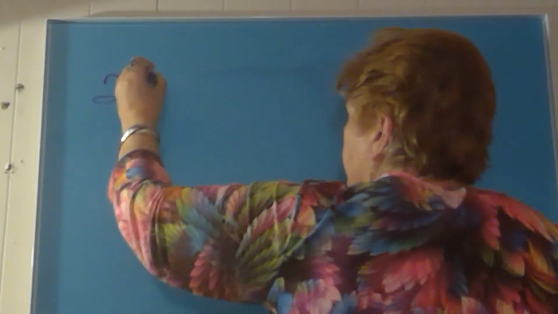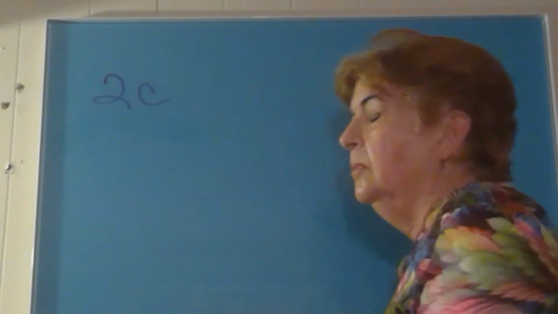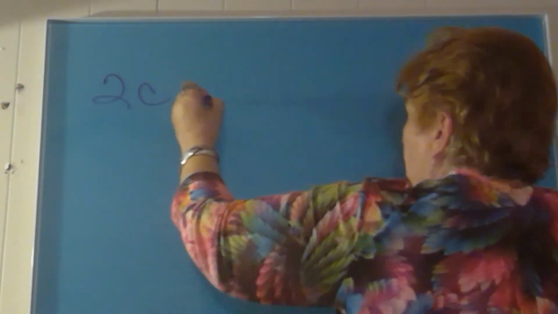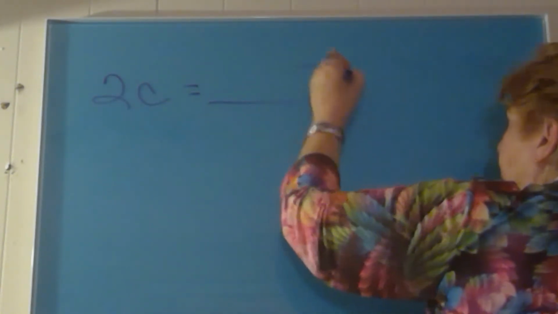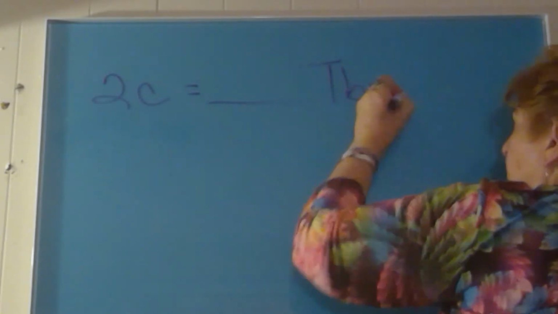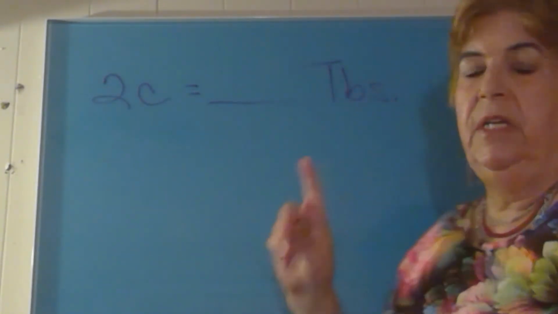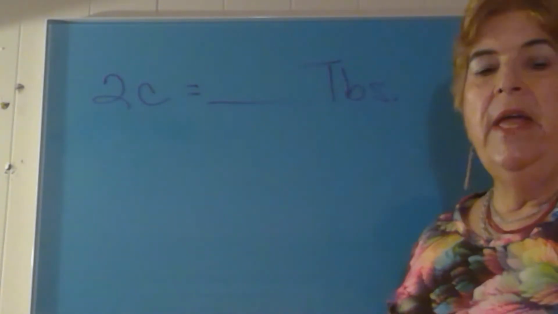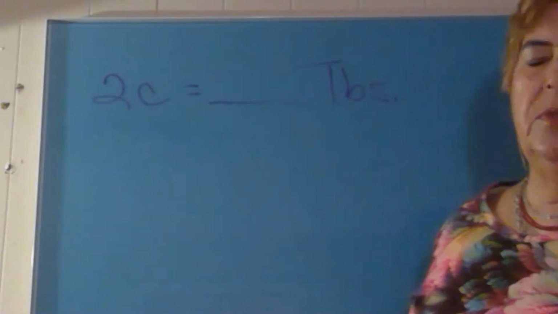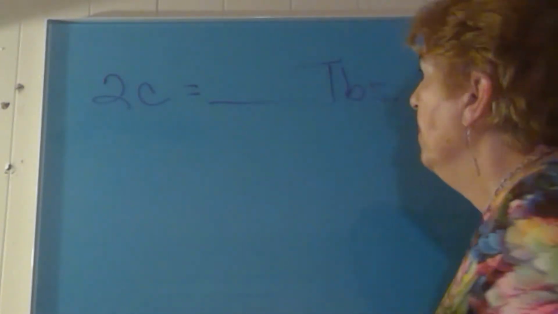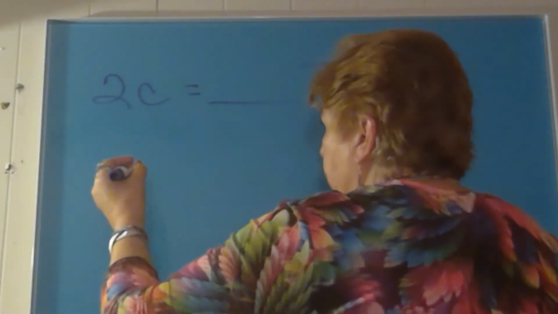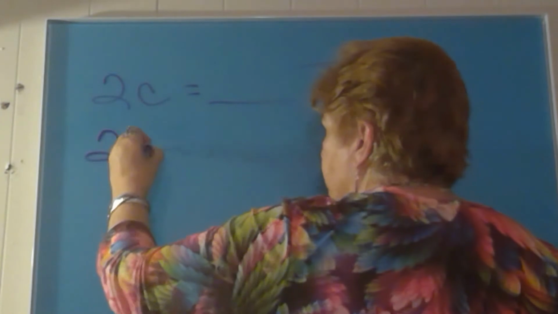Okay, let's convert 2 cups to tablespoons. And we want to know how many tablespoons that is. Notice also a tablespoon, we use a capital T for the abbreviation, and a teaspoon we usually use a lowercase t. Okay, we're starting with 2 cups.